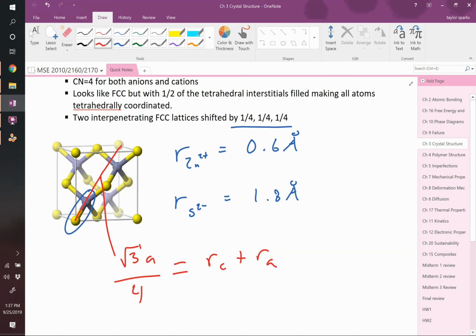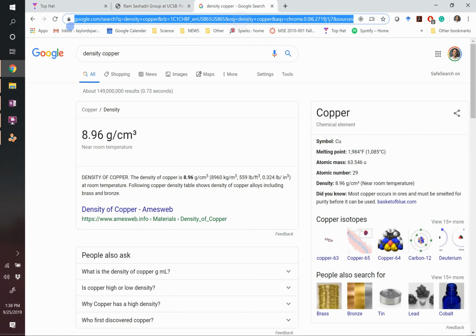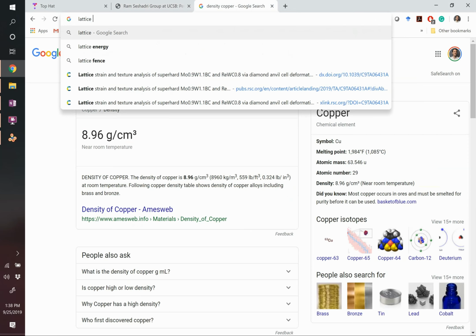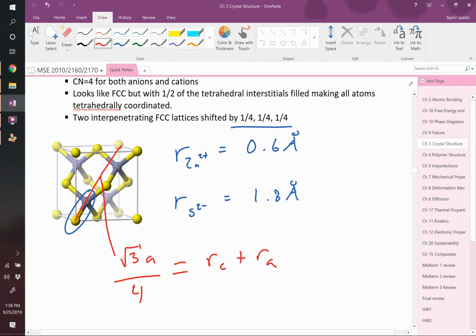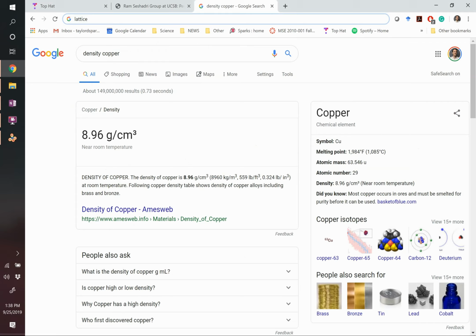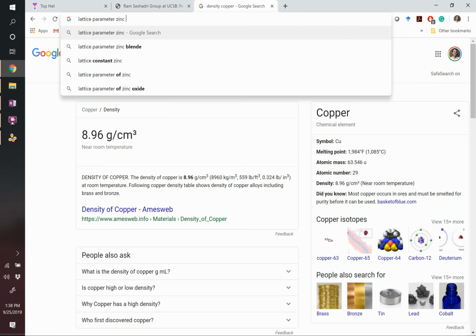When I plug these in, let's solve for A. It's going to be 0.6 plus 1.8, roughly. We're going to multiply that whole thing by 4. And we're going to divide it by the square root of 2. And I get that the lattice parameter should be something like 6.78. So let's see if that's even remotely close. Square root of 3, thank you. Divide that by square root of 3. So it should be 5.54. Thank you, good catch. So lattice parameter, zinc blende.